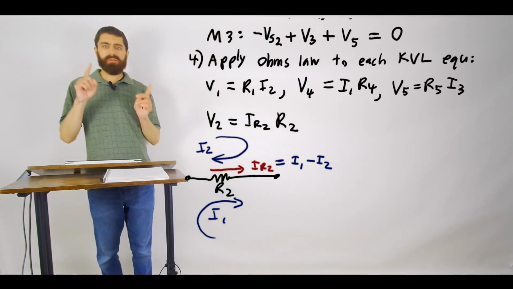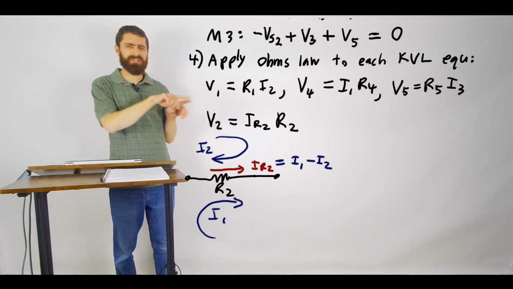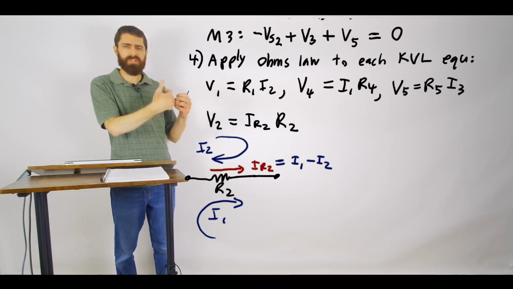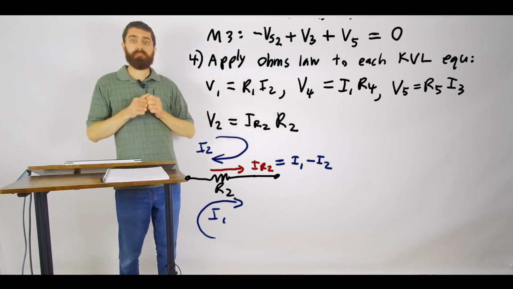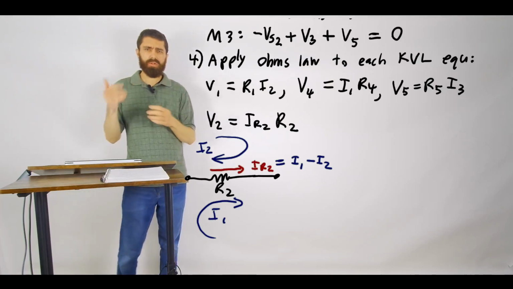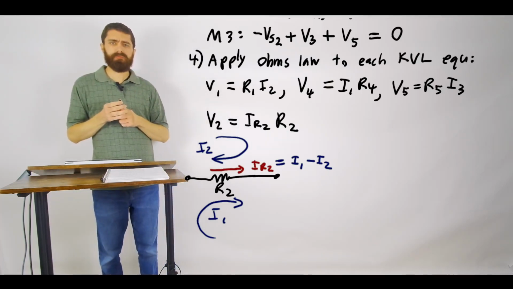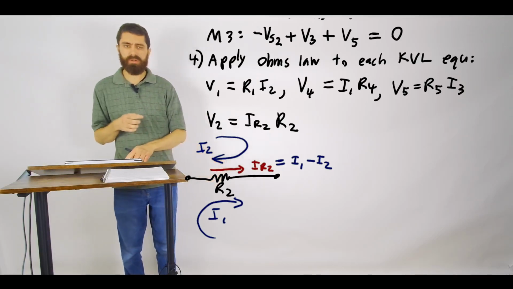Now, I know what you're probably thinking is, that's kind of weird. What are we saying? There's literally two currents simultaneously flowing through the resistor? And the answer is no, there isn't. It's basically just a mathematical tool for figuring out the currents in the resistor.